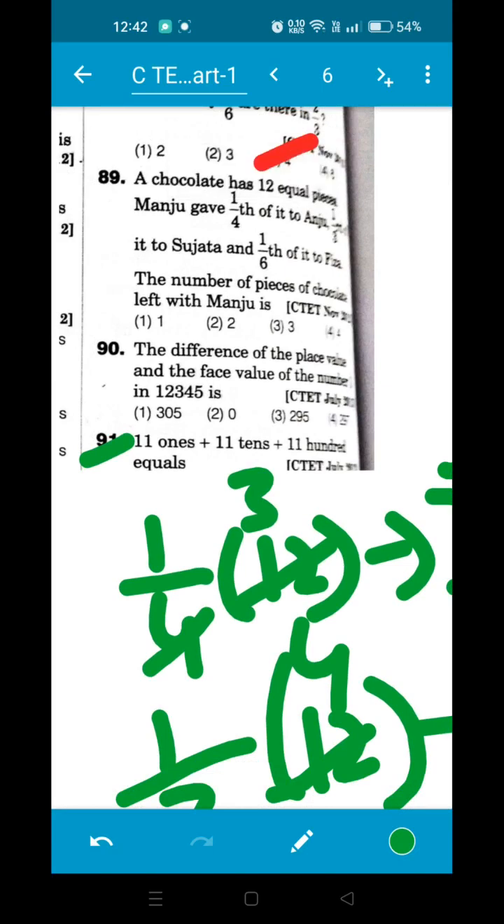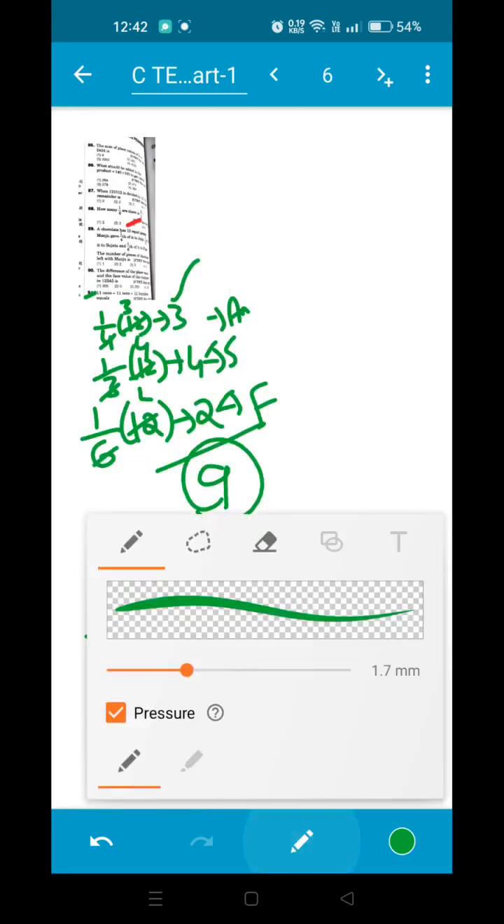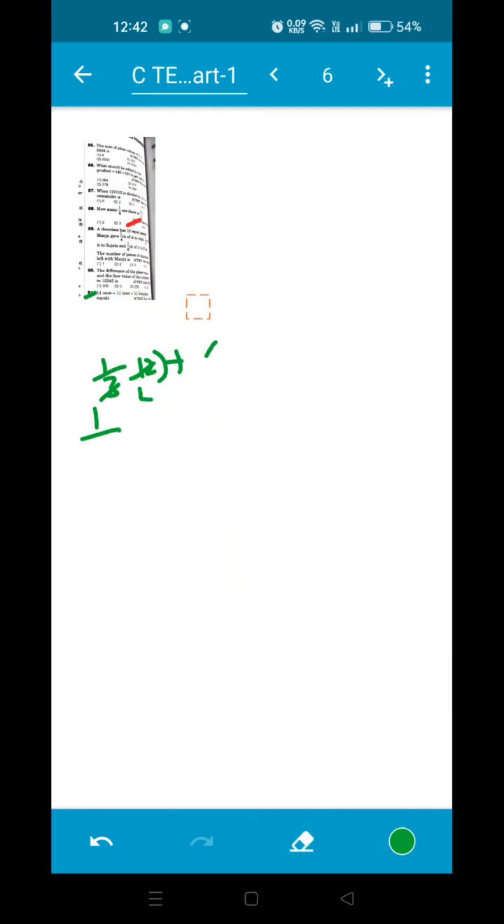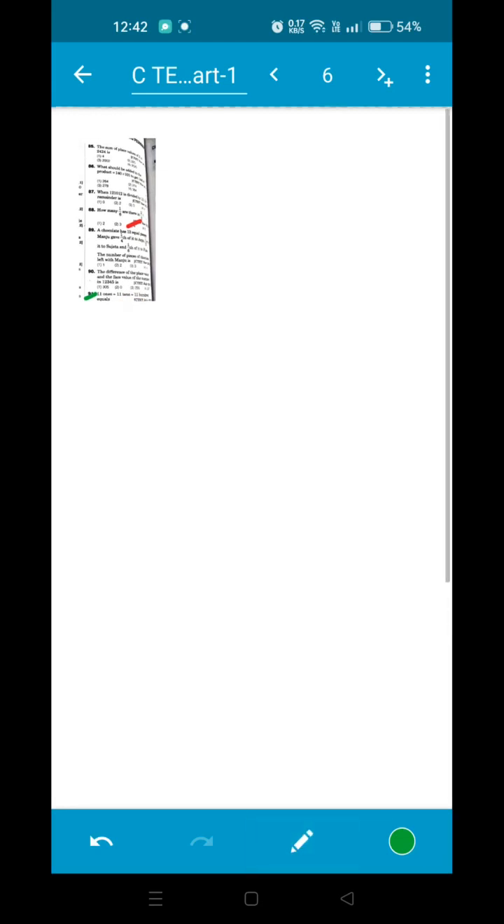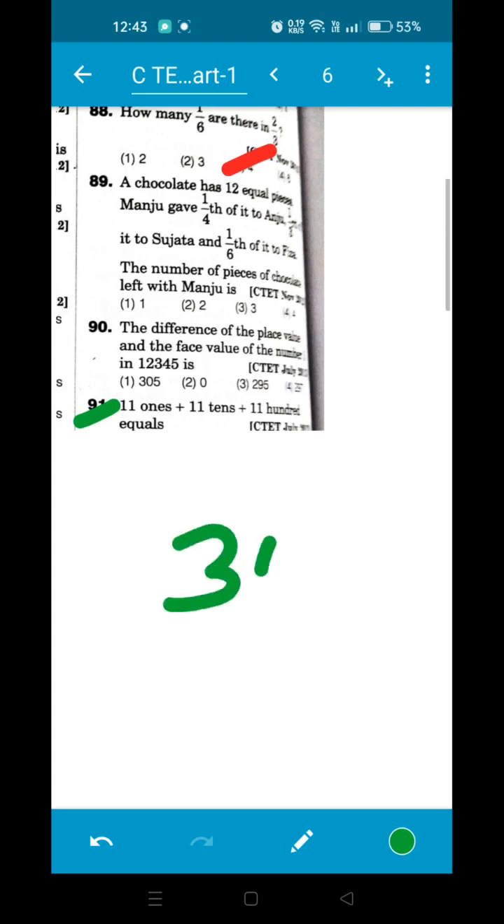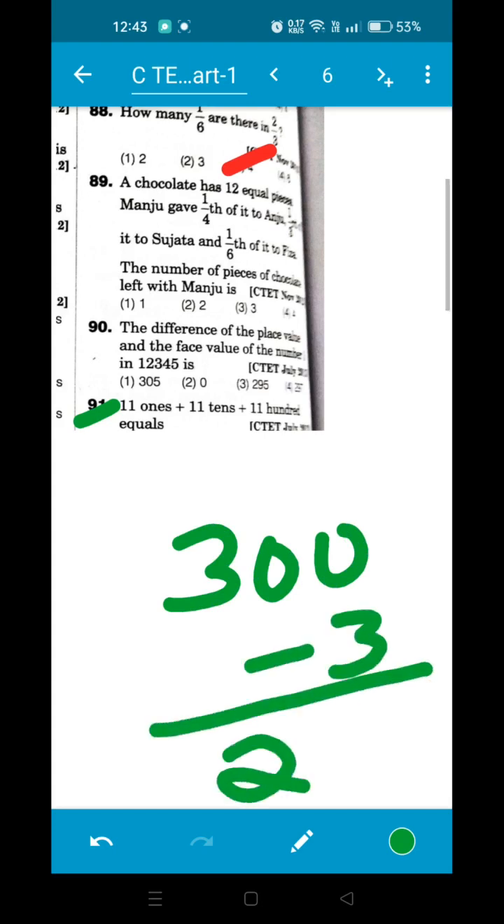The difference of place value and face value of a number. So here the thing is place value and face value. What is the number? 1, 2, 3, 4, 5. So 12,345. The difference between the place value and face value of the number 3. So 3 is in which place? Hundreds place, so it is 300. Face value means the same number, so 3. So the answer is 297. So option 4 is the answer.